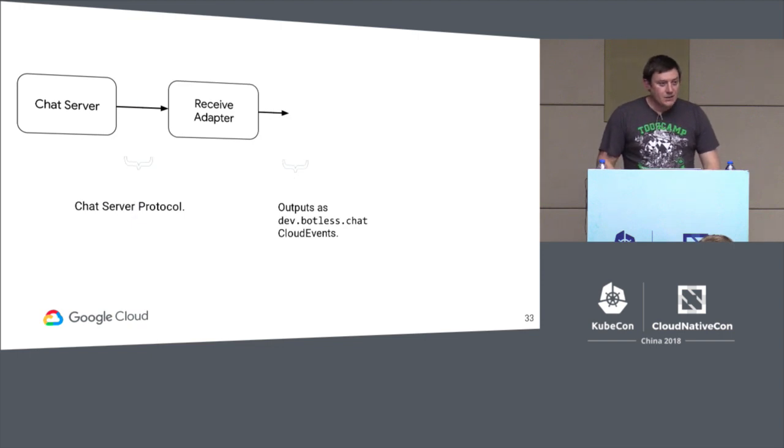Here again, the chat server speaks whatever protocol it happens to be implemented in. We cannot change that. But we can convert it into something standard, into a standard format. Here we will take raw chat events, and the receive adapter will output a new emerging standard, CloudEvents, with an event type, say, dev.botless.chat.